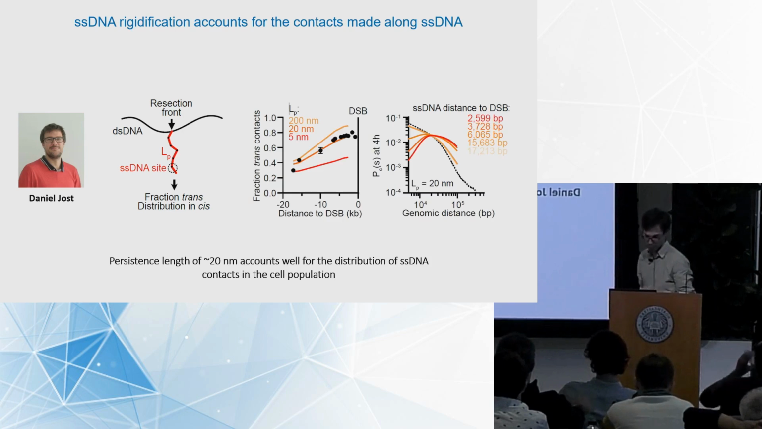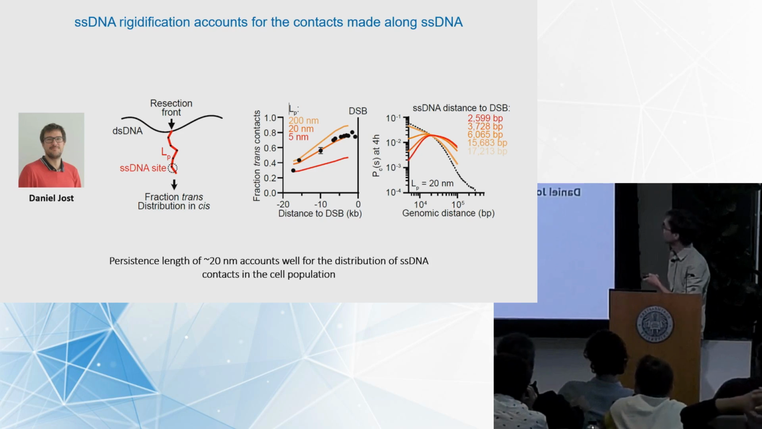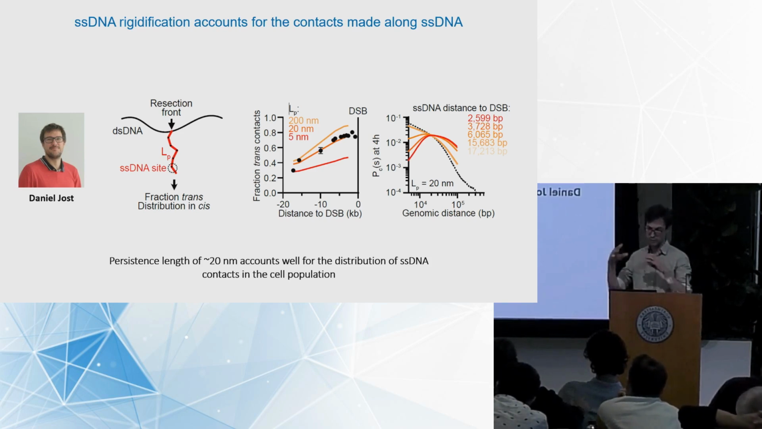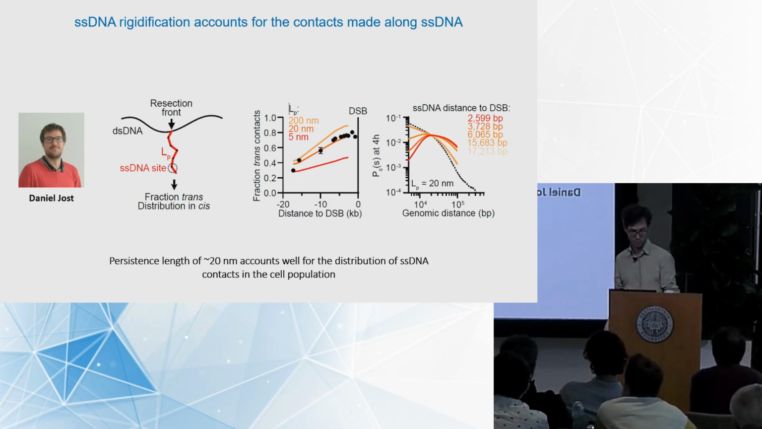And so we just varied this parameter, and you can see that with a persistence length of single-strand DNA of roughly 20 nanometers, you can pretty well recapitulate the trans contact as well as the distribution of contact in cis that we observed experimentally. So this is obviously a measure that corresponds to a whole population of cells where single-strand DNA can be in different states, not necessarily always stretched. But it means that you can explain these profiles simply by the rigidity of the single-strand DNA that is being generated. So what provides this rigidity?